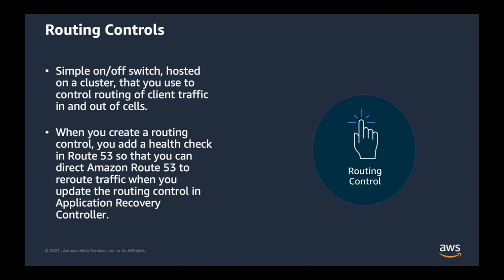So to fail over traffic to application replicas in Amazon Route 53 Application Recovery Controller, you use routing controls that are integrated with a specific kind of health check in Amazon Route 53. Routing controls are simple binary on-off switches. They're grouped in a control panel and are hosted on a cluster in Route 53 ARC, and that controls the routing of the client traffic.